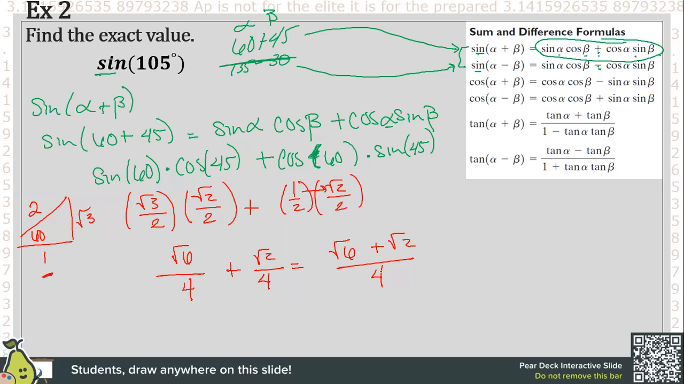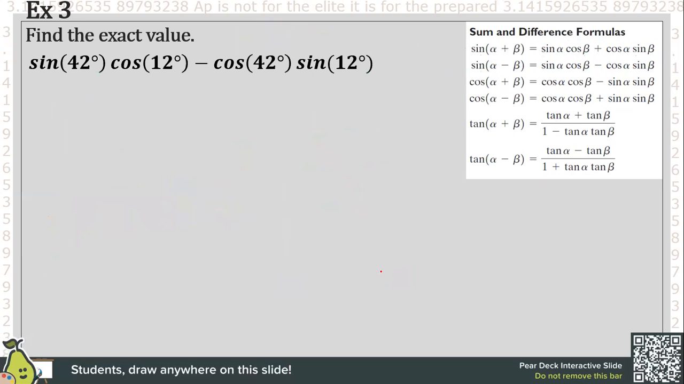Okay. Let's try one more, but let's think about it backwards. So we have sine of 42 cosine of 12 minus cosine 42 sine of 12. This looks a little overwhelming, but ideally I have seen this somewhere before. Hopefully you recognize that these are the ones from the right-hand side, the ones they are equal to. This sine, cosine, cosine, sine matches these ones right here. It has a minus, so it has a minus in the middle.